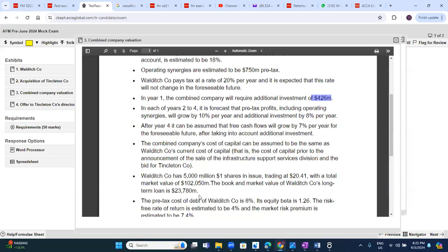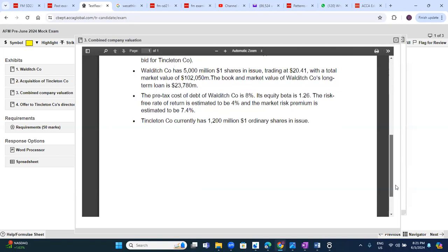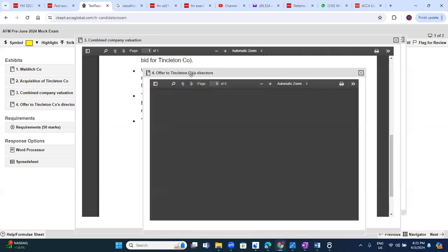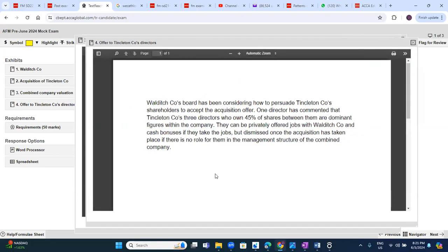Next is W company, 5,000 shares in issue. This is the information about the shares and the bond. And then there's the information about the debt, and number of shares are given. Then the last exhibit is about the ethical issues, the last point.